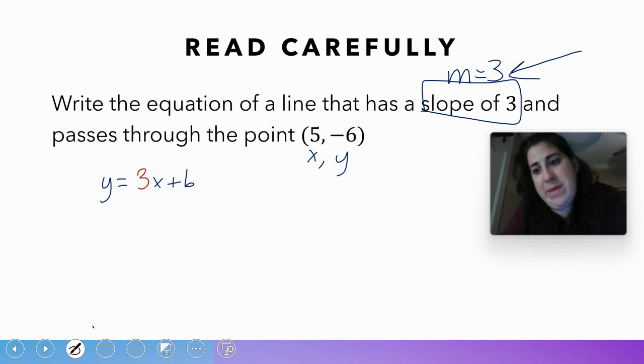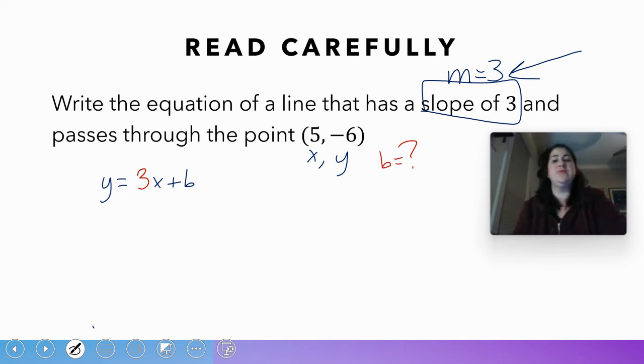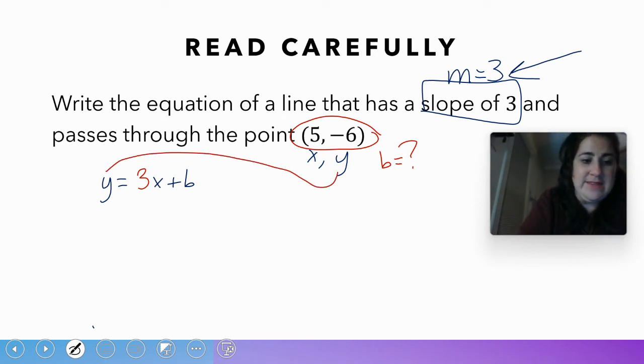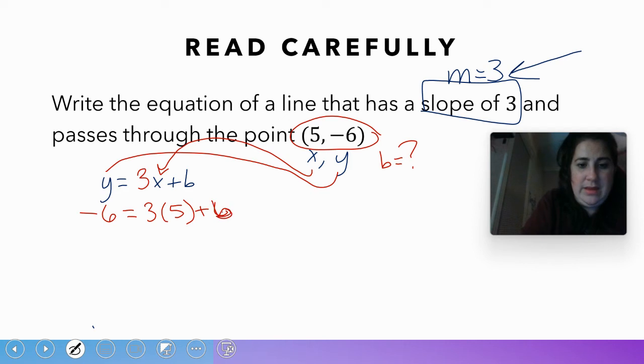But it does not give me my b. I don't know my b. I still need to find it. So we're going to use what we just did on the previous couple slides, and we're going to solve using this point. So we're going to solve for b. So instead of y, I am going to put -6 in. And instead of x, I'm going to put 5 in. So here we have 3(5) plus b. I'm going to make it look like a b, not a 6.